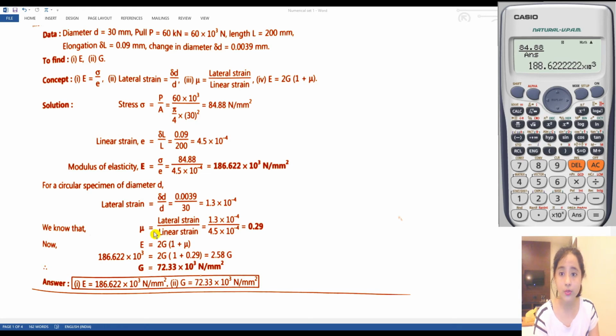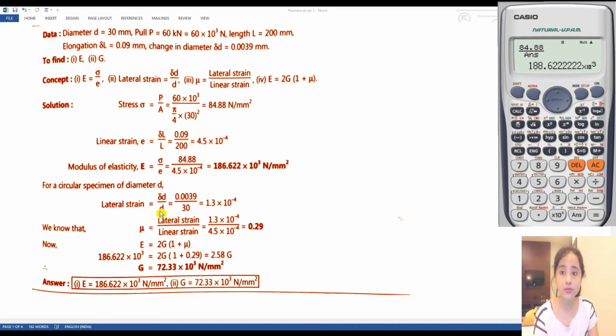So mu is equal to lateral strain by linear strain. Lateral strain will be del D by D. Del D is given as 0.0039, divided by diameter 30. This is your lateral strain. And linear strain we have already got from here, right?